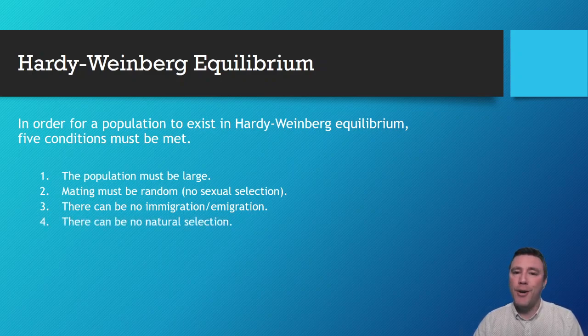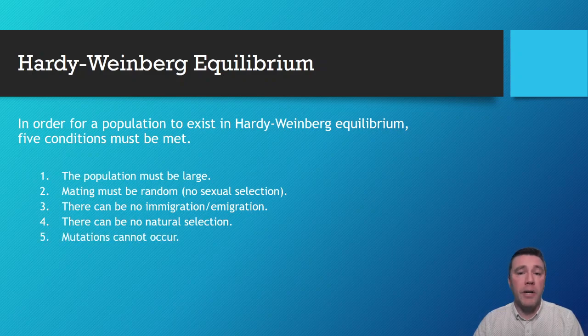Next, there can be no natural selection. This means that all individuals in a population have equal fitness and an equal probability of survival and reproduction. Natural selection results in differences in the survival and reproductive success of individuals carrying advantageous variations.